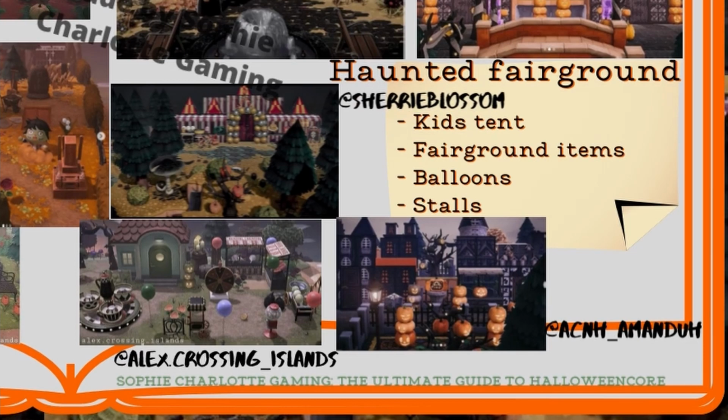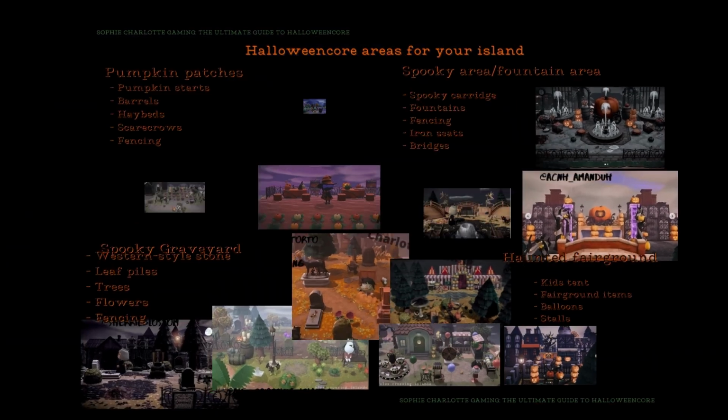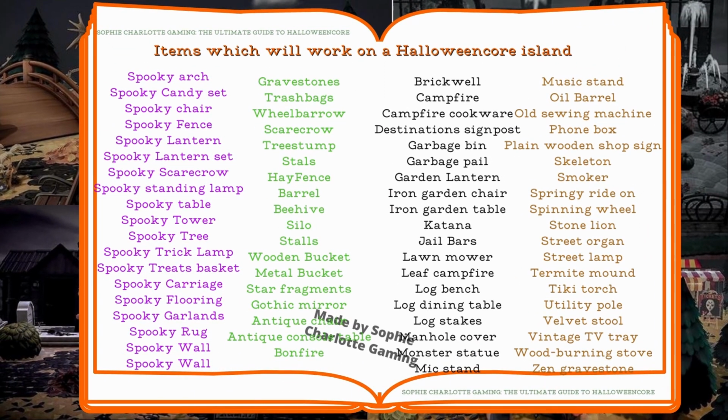Now, if you're wanting to create a haunted fairground, use kids tents, fairground items, balloons and stools, and then the world's your oyster, and you can do whatever you want to put on the fairground. I feel like the fairgrounds are fairly flexible, and you can put whatever you like on there. You can put sand pits, seats, balloons, anything. It would look really, really great. So those are the Halloween areas I'm recommending for your Halloween island.